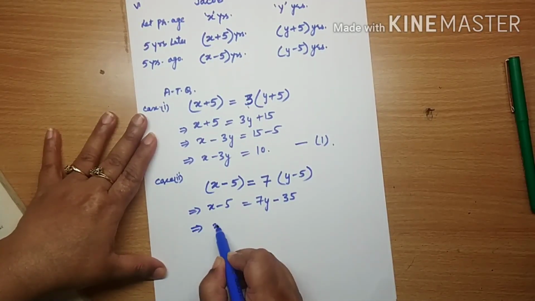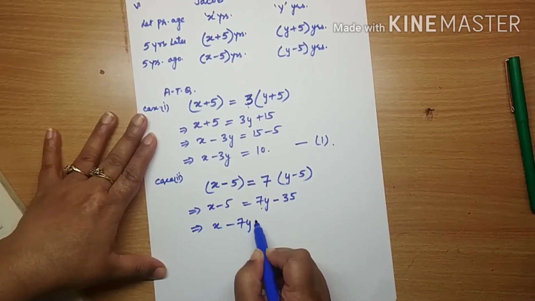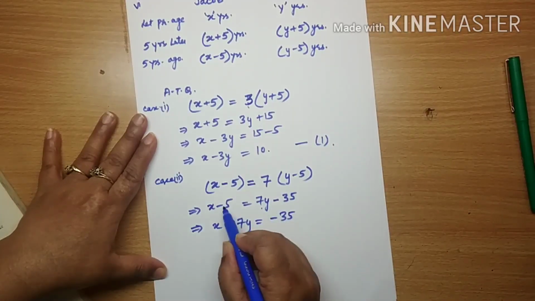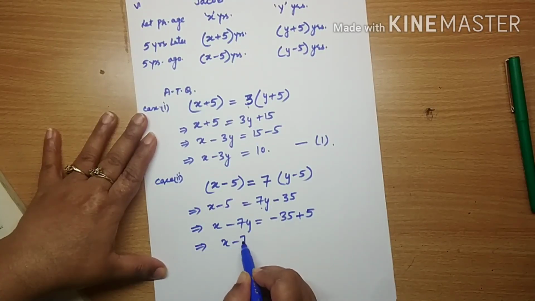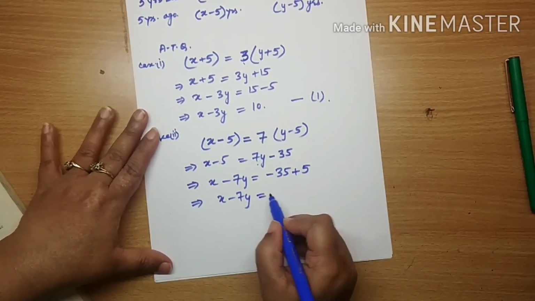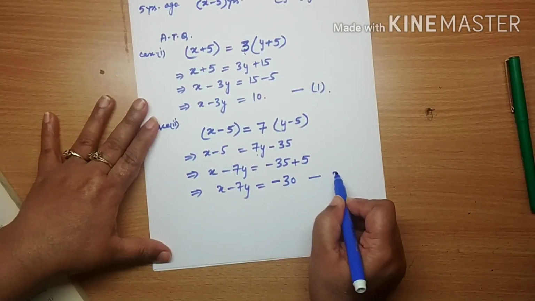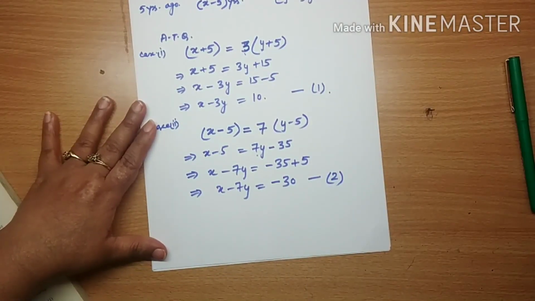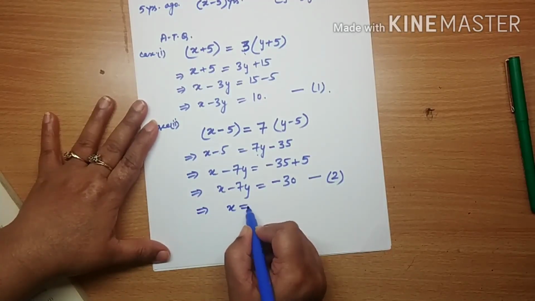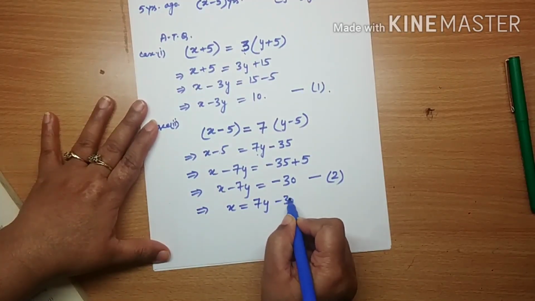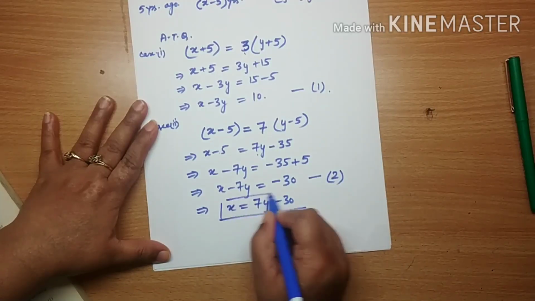So x minus 7y is equal to minus 35, and bring this to the other side, plus 5. x minus 7y we get is equal to minus 30. This is the second equation. Now this gives me x is equal to 7y minus 30. Let's call this relation as star.